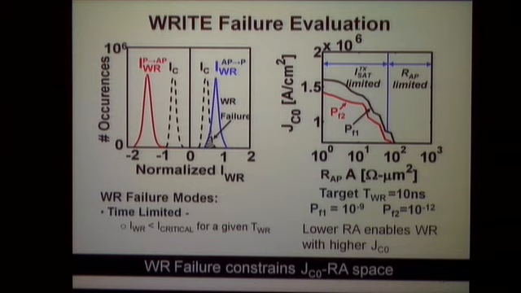And as with read, it also constrains the material design space. What it constrains is the RA product versus JC material design space. And we can again draw very typical contour plots to show what the probability of failure is. And here, this area would be the area which is permissible. So we need to have an RA product and a JC NOT combination, which falls in this area for us to have a dense cell.